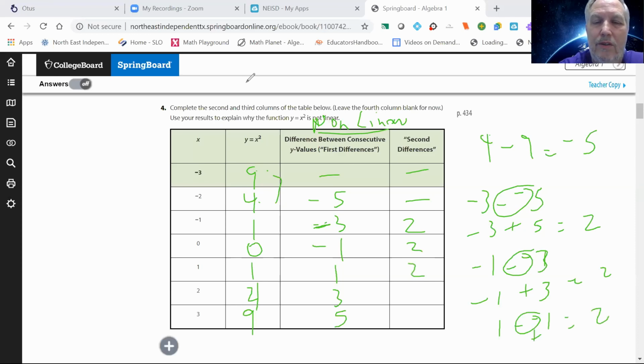And then 3 minus 1 is 2. 5 minus 3 is 2. So you notice that the second differences are all 2. What this is telling you, the second difference is telling you that your problem is a second degree problem, or it's going to have an x squared in the equation.